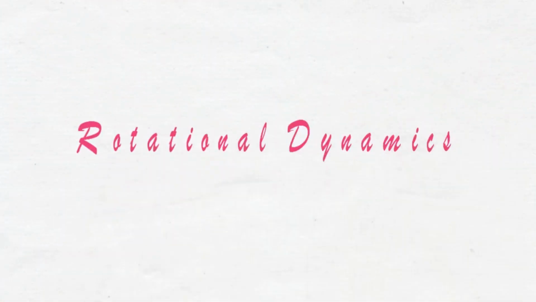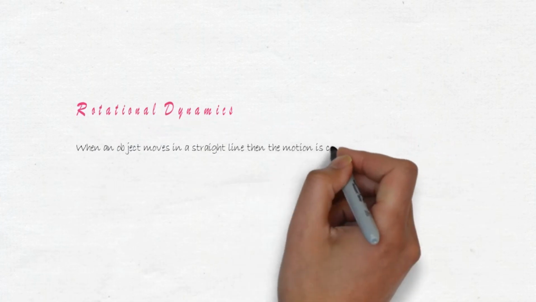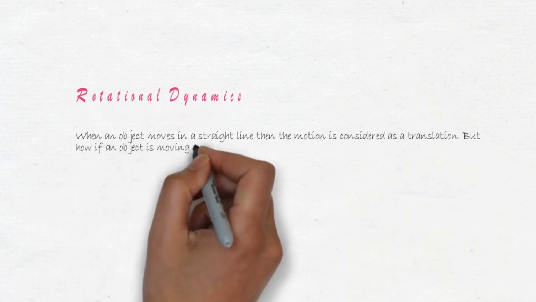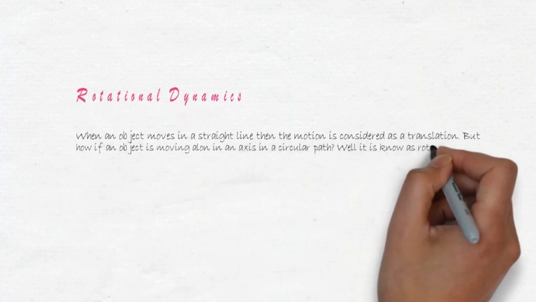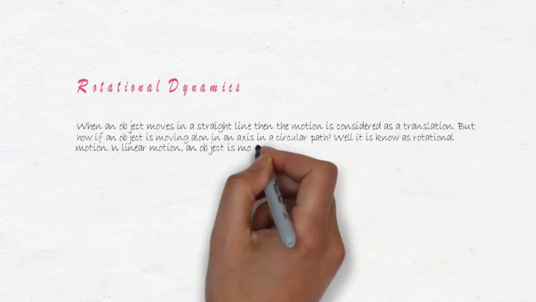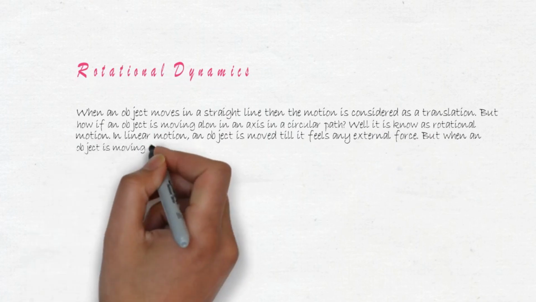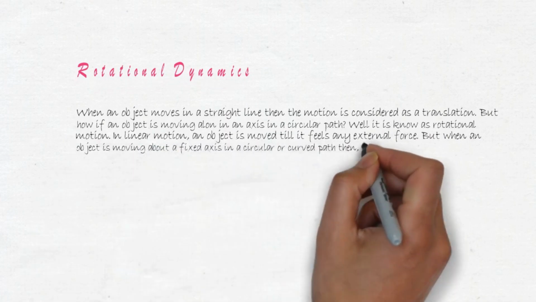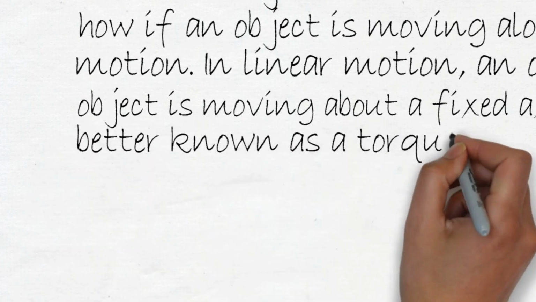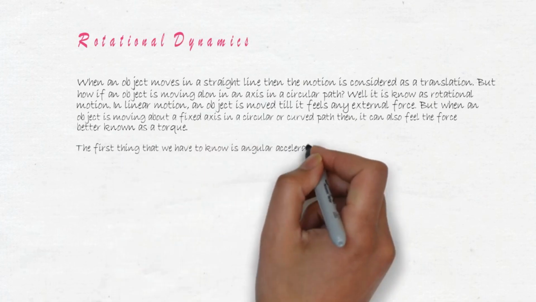Rotational dynamics. When an object moves in a straight line, then the motion is considered a translation. But how if an object is moving along an axis in a circular path? Well, it is known as rotational motion. In linear motion, an object moves until it feels an external force, but when an object is moving about a fixed axis in a circular or curved path, it can also feel a force, better known as a torque.